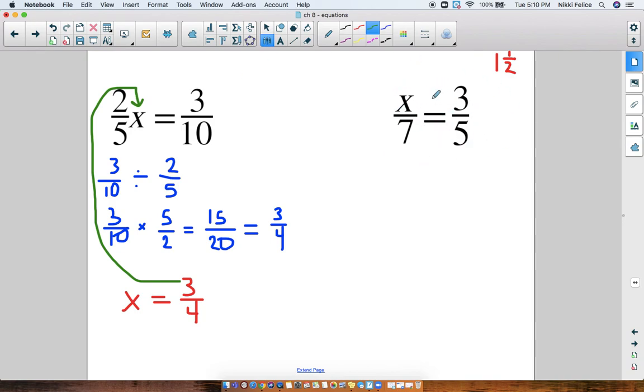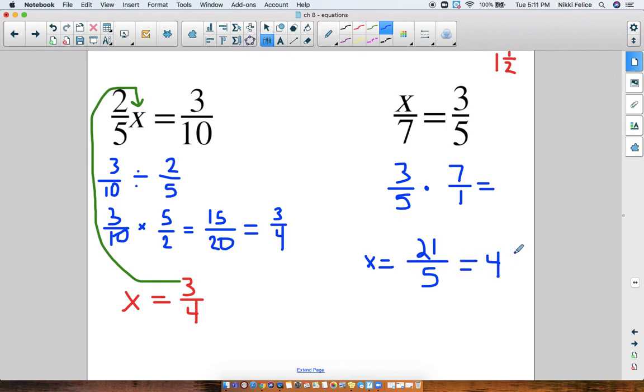And for our last problem, x divided by 7, because we know that this fraction is the same thing as division. X divided by 7 equals 3/5. The inverse of division would be multiplying. So we are going to do 3/5 times 7. And 7 is the same thing as 7/1. So when I multiply these, we get 21/5. And this cannot be simplified. You can turn it into a mixed number if you want, but you do not have to. If you turn it into a mixed number, it would be 4 1/5.